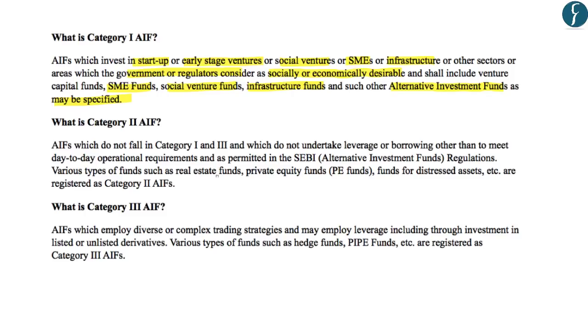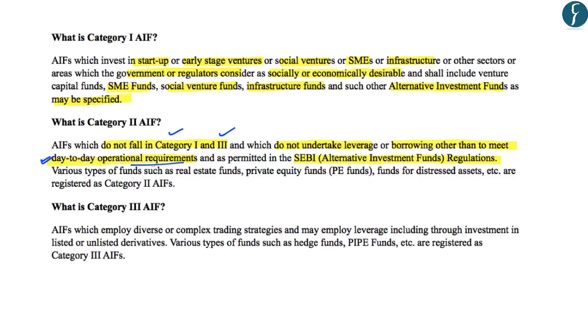Now let's see AIF category 2. It says that AIFs which do not fall in category 1 and 3 and which do not undertake leverage or borrowing other than to meet day-to-day operational requirement as permitted by SEBI Alternative Investment Funds Regulations. So basically category 2 AIFs generally take funds to meet their day-to-day operational requirements and do not fall either in category 1 or category 3 AIF.